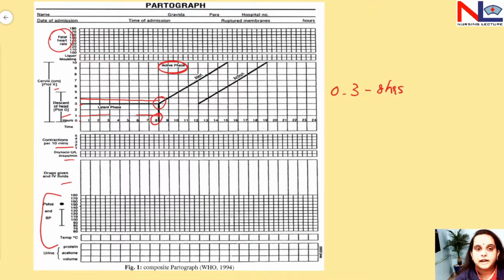So, from 3 centimeter dilatation, when it reaches up till the 10 centimeter dilatation, it takes another 7 hours. How? The rate of dilatation in active phase is about 1 centimeter per hour. So, by this you can calculate. Suppose here it is the 3 centimeter dilatation, and for completing the 4 centimeter dilatation, it takes almost 1 hour. So, this is how you can count 1, 2, 3, 4, 5, 6 and 7. So, after the completion of 7 hours, the woman may have full dilatation.